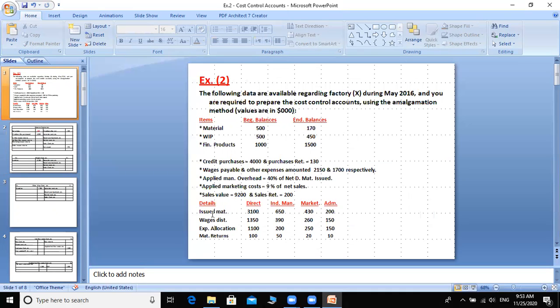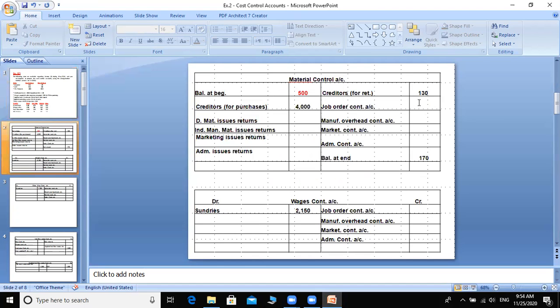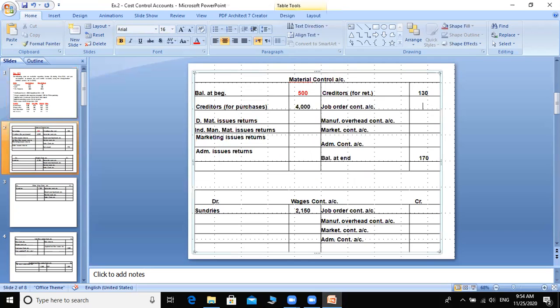The issues, the direct issues or the issued material, all these 4 items will be in the material control account in its credit side. But it will be 3,100 in the work in process debit, in the indirect manufacturing debit, in the marketing debit, in the administrative debit. But the 4 are issued, so will be credit in the control account regarding material. 3,100, 650, 1 by 1. 3,100.